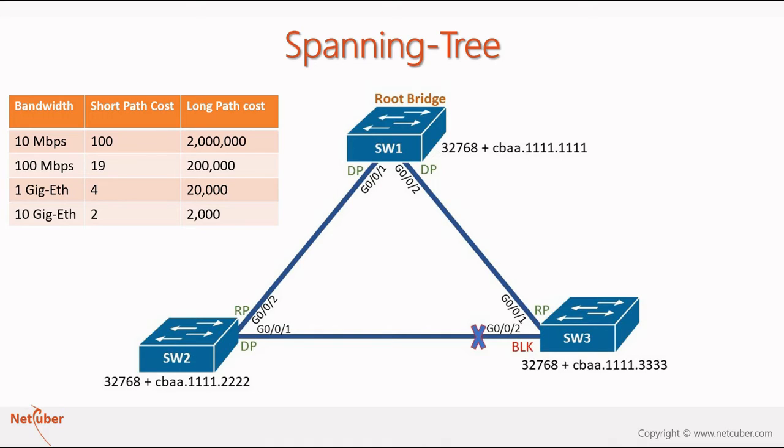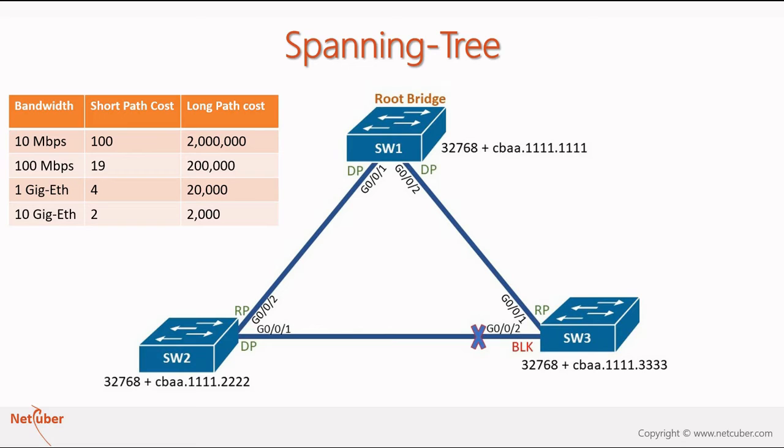Switch 3 wants to reach the root bridge. If it takes gig 0/0/1, it costs 4. If it takes gig 0/0/2, it costs 8, because it has to go to switch 2, and from there it has to come back to switch 1.